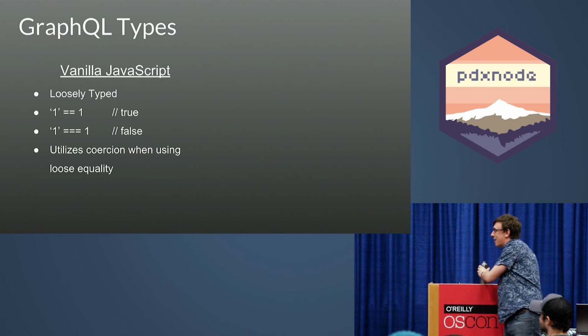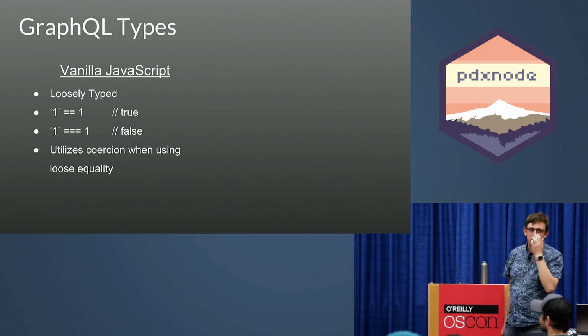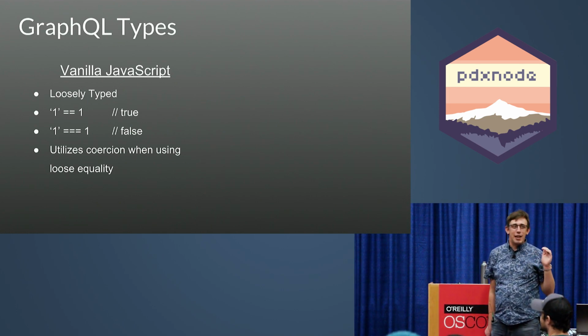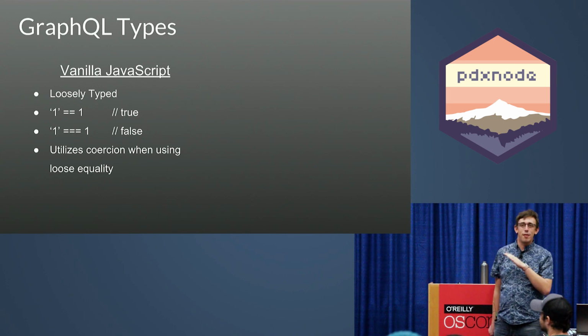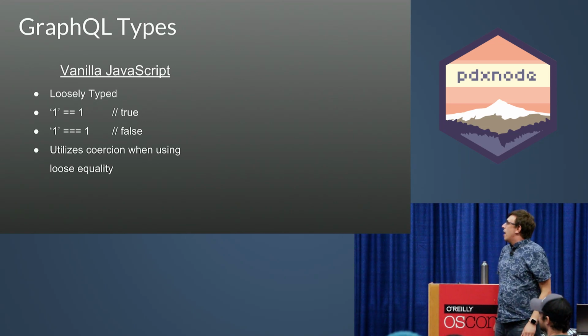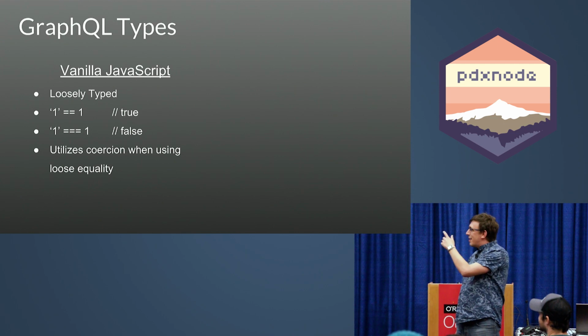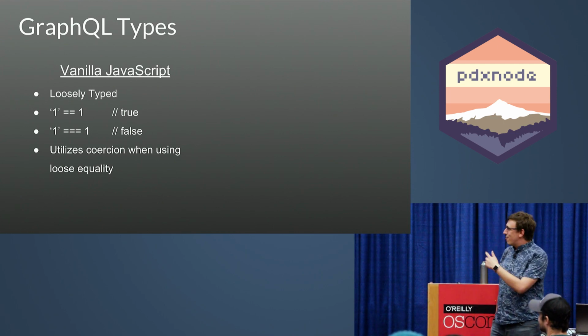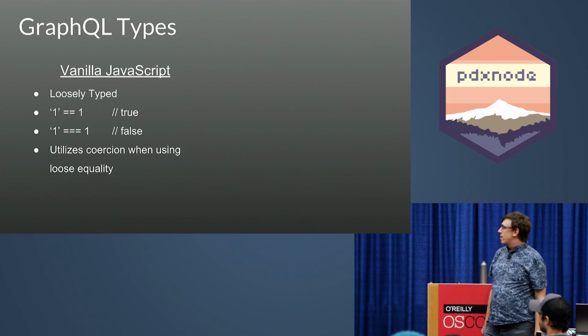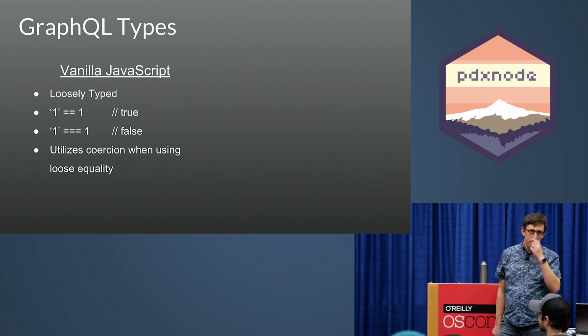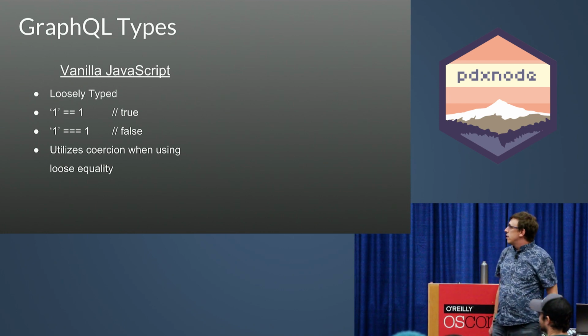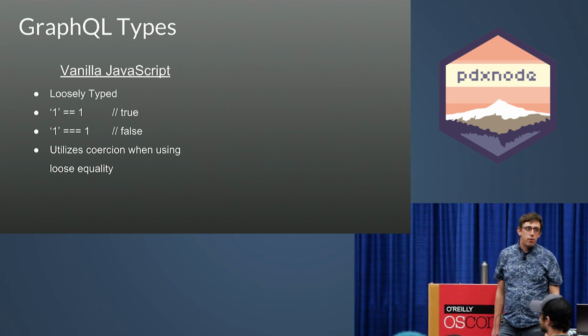For better or worse, it's one of those things that people either love or hate. I will say that after getting into GraphQL, I really dislike loosely typed JavaScript, and I've gone full in on using Flow. With vanilla JavaScript, you can have loose equality. The string of 1 equals 1 is going to render true, and the string of 1 with strict equality to 1 is going to equal false. So when you're using loose equality, it's using type coercion to determine if the values are equal.